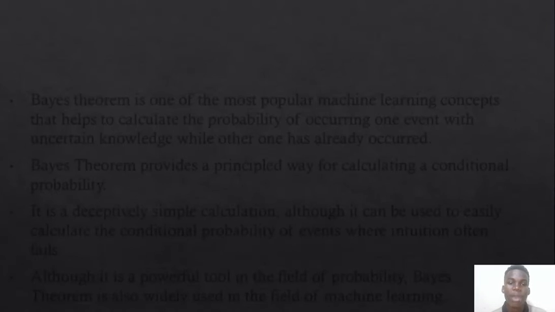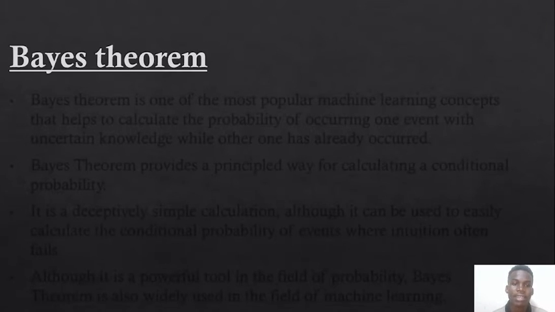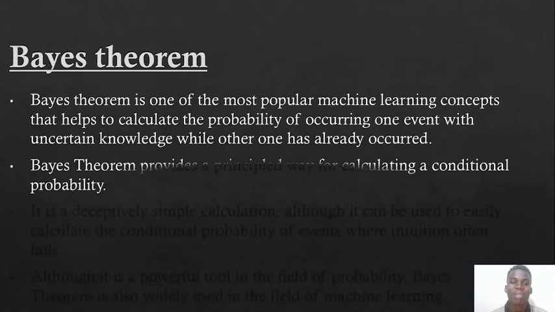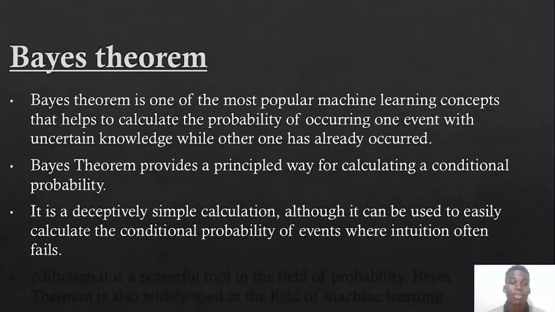So we're going to go to our next slide, and here, we're going to be talking about the Bayes theorem. Bayes theorem is one of the most popular machine learning concepts that helps to calculate the probability of one event occurring with uncertain knowledge while the other one has already occurred. So with Bayes theorem, we are calculating the probability of one event occurring after the other one has occurred. Hope you're getting what I'm trying to say.